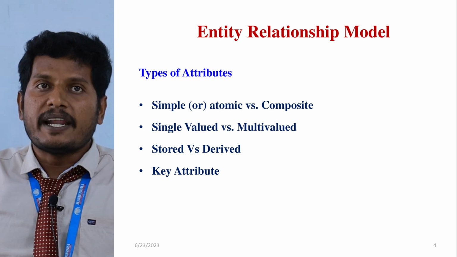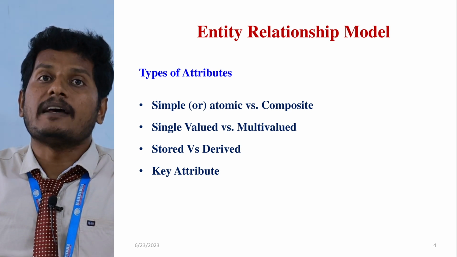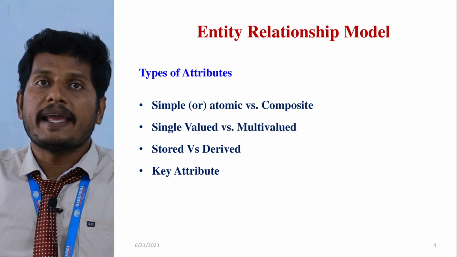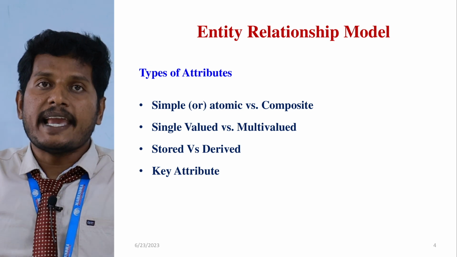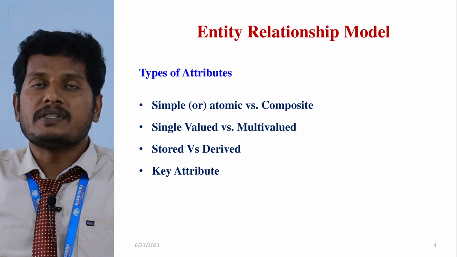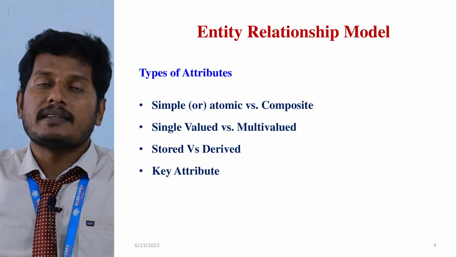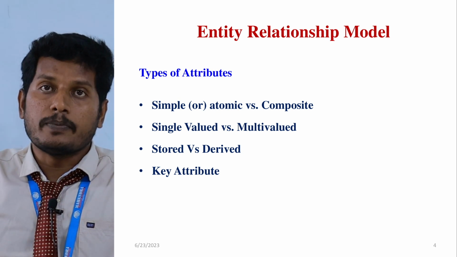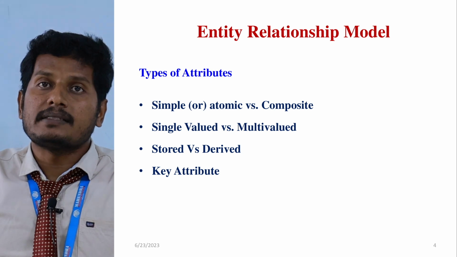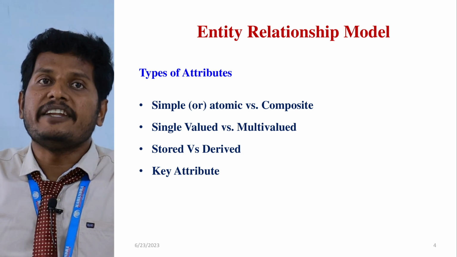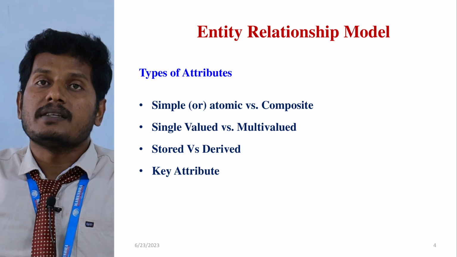What are simple attributes? A simple attribute cannot be subdivided, so it is called a simple or atomic attribute. For example, employee ID, age, and serial number. Composite attributes can be divided into subparts. For example, address can be divided into subparts: apartment number, street, district, and PIN code. These are composite attributes. This is the main difference between simple or atomic versus composite attributes.